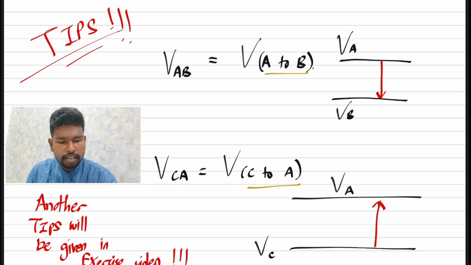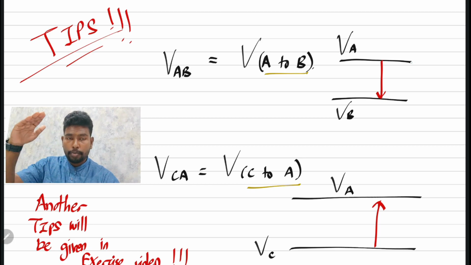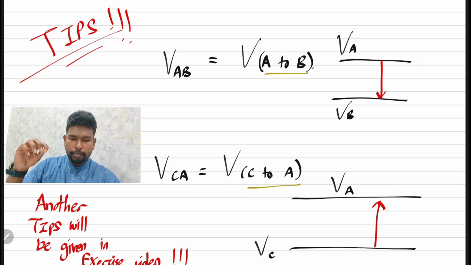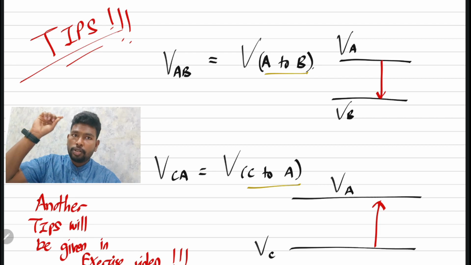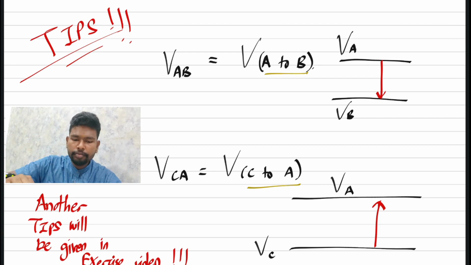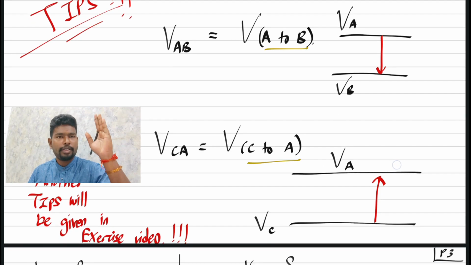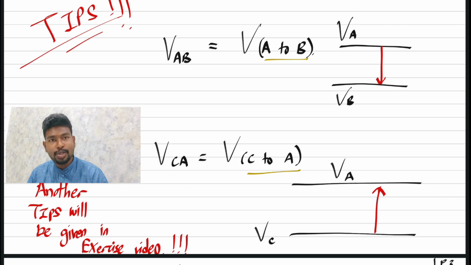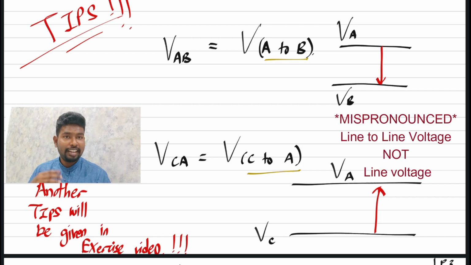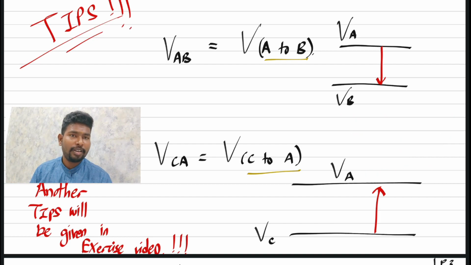In this case, for VAB, line A is on the top and B is on the bottom, so the arrow should start from the top all the way to the bottom. How about VCA? In this case, line C is at the bottom, so you should start from the bottom towards up, from C to A. That's how we actually calculate the line voltage: VAB, VCA, and so on.